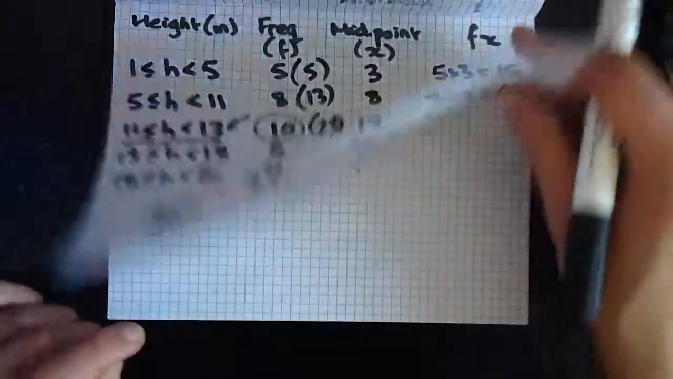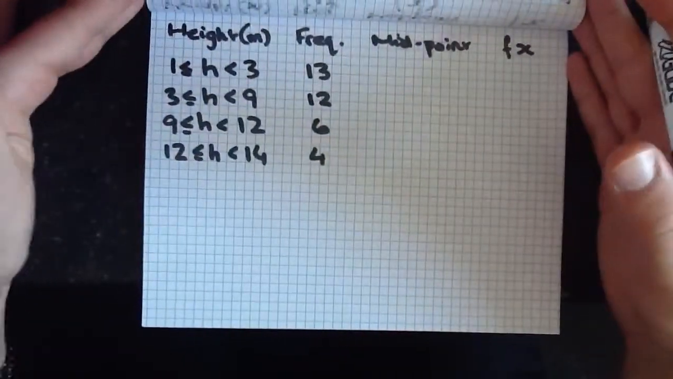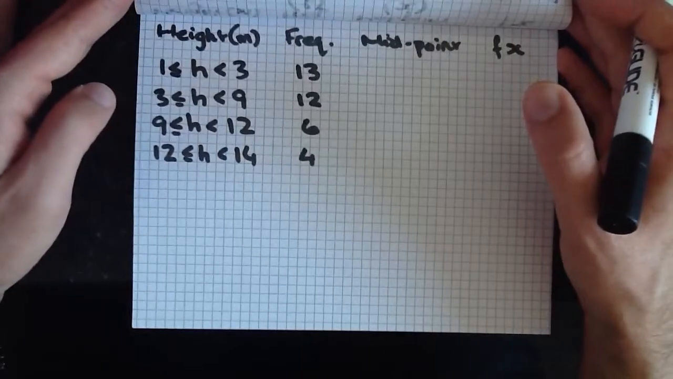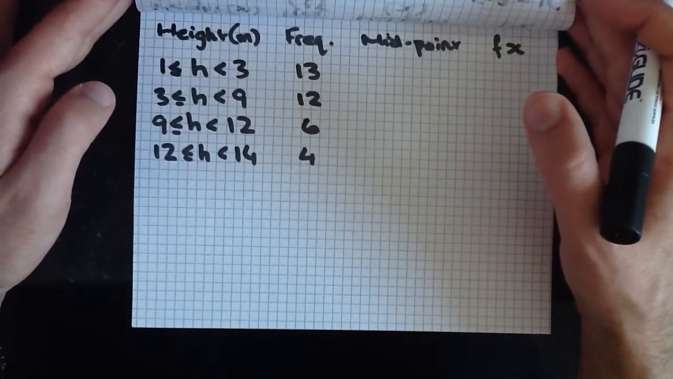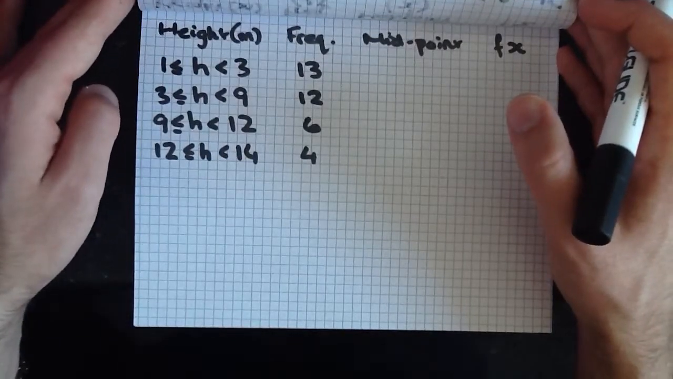What I'd like you to do for me now is have a go at this question. Just like in the previous video, I want you to estimate the mean for this data, and then I'd also like to see if you can find me the modal class and the class that contains the median.